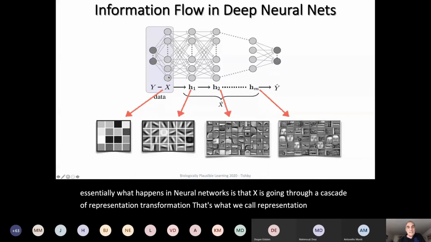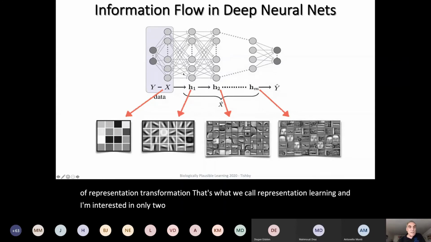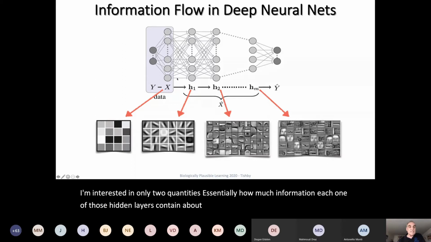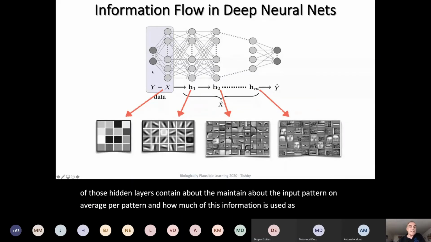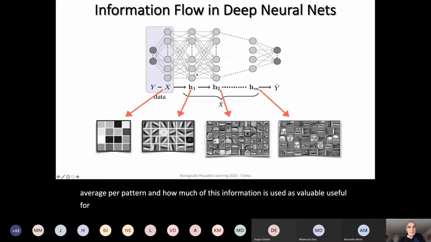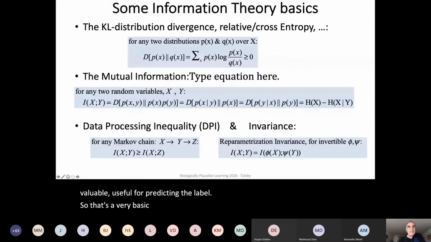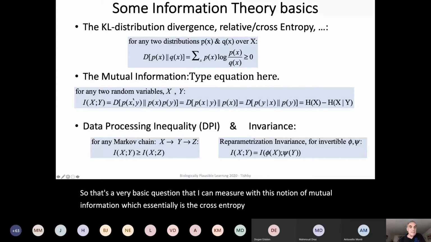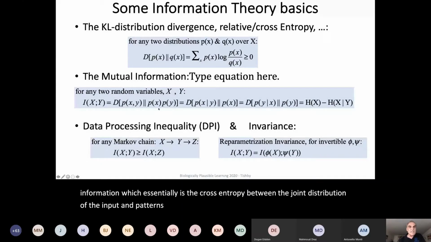And I'm interested in only two quantities, essentially: how much information each one of those hidden layers maintains about the input, on average per pattern, and how much of this information is valuable or useful for predicting the label. So that's a very basic question that I can measure with this notion of mutual information, which essentially is the cross entropy between the joint distribution of the input and patterns and the product of the marginals. Or you can think about it as the amount of uncertainty removed about the pattern when I know the label, the entropy difference.